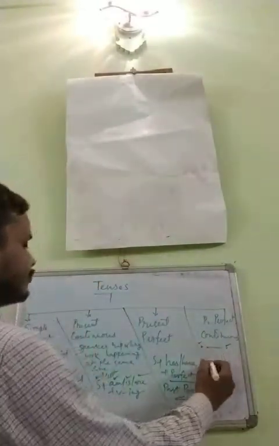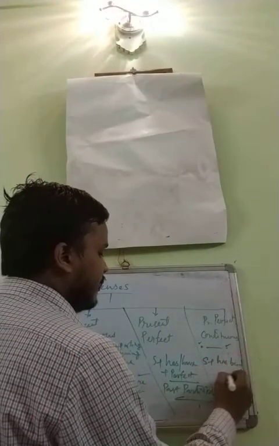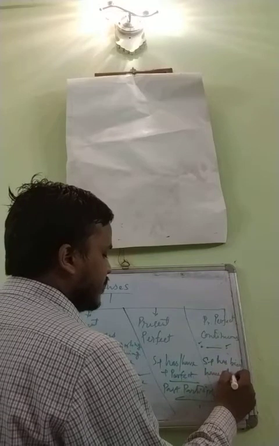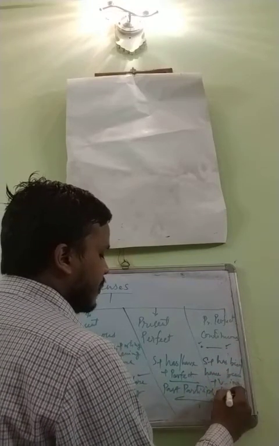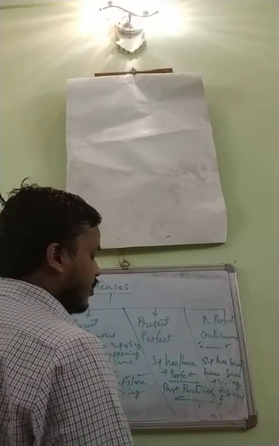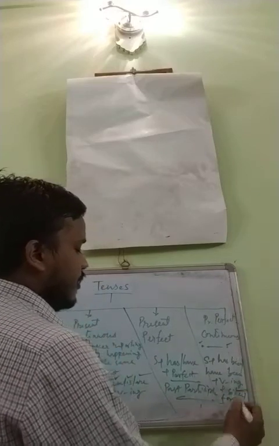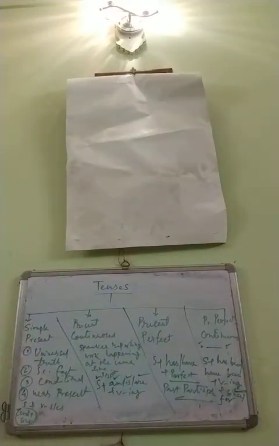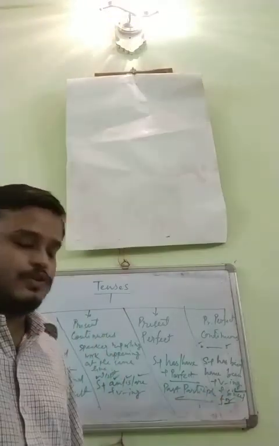Now the rule: subject plus has been or have been, as per the subject, plus verb ing, plus since or for. Since is the point of time and for is the period of time. Okay, so these are used here.